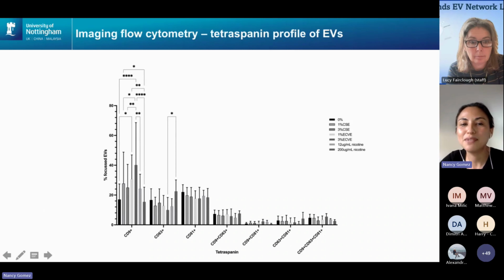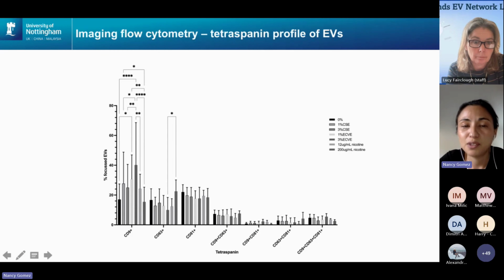But we also looked at subpopulations of these EVs, and what we did find was that for CD9 positive only, so EVs that were expressing only 1 tetraspanin and that being CD9, there were some differences between the EVs that were expressing that for the different conditions. So that in particular would have been an increased expression for 3% ECVE compared to the 0% control and compared to 200 nicotine. We could also see that for CD9, we had some increase after 1% and 3% e-cigarette vape extract compared to the control.